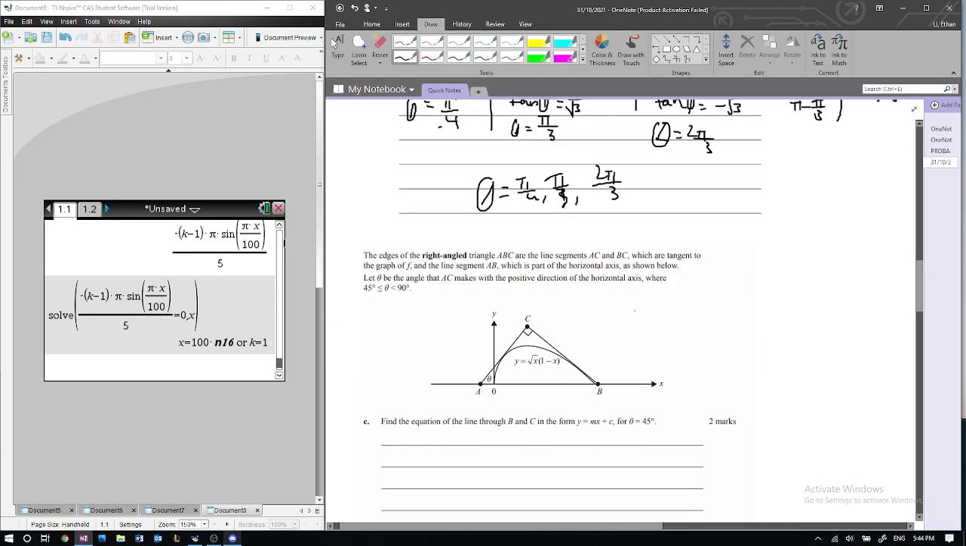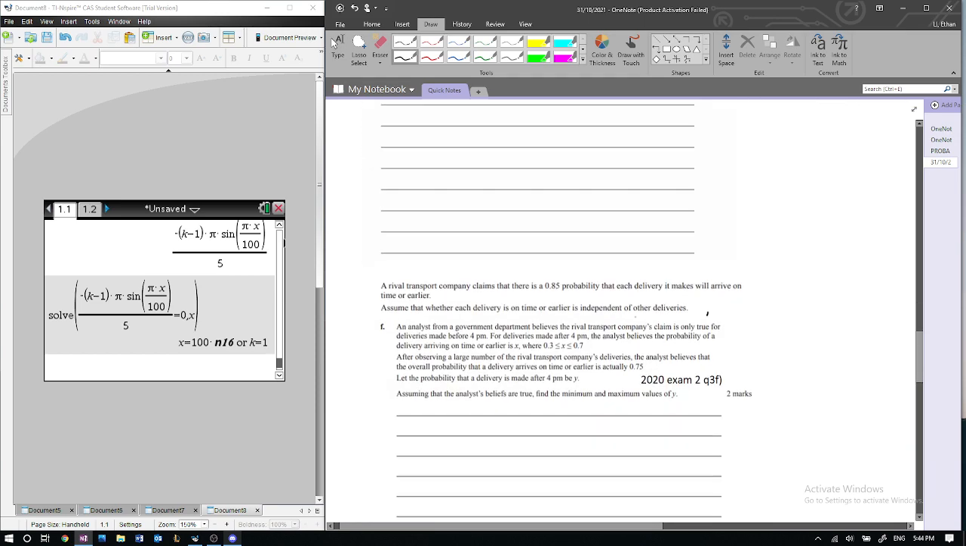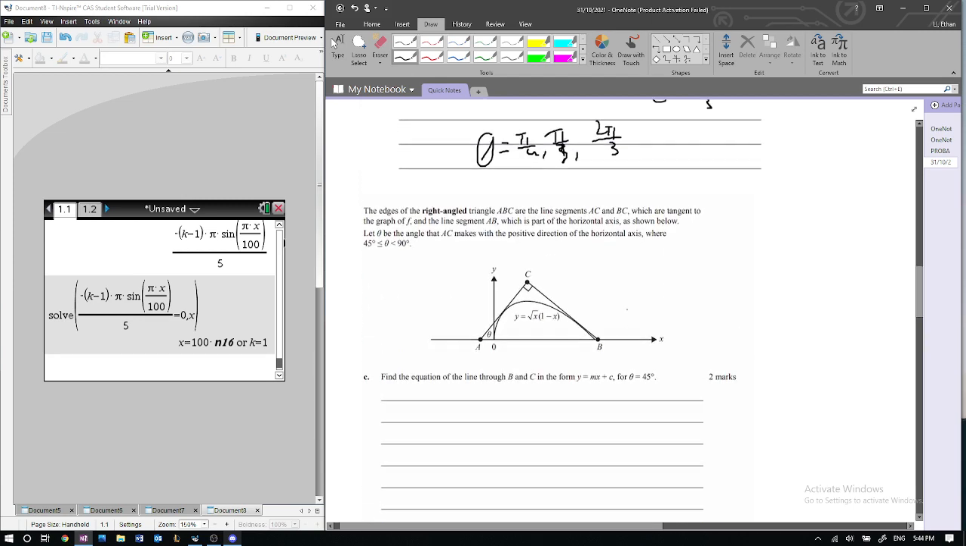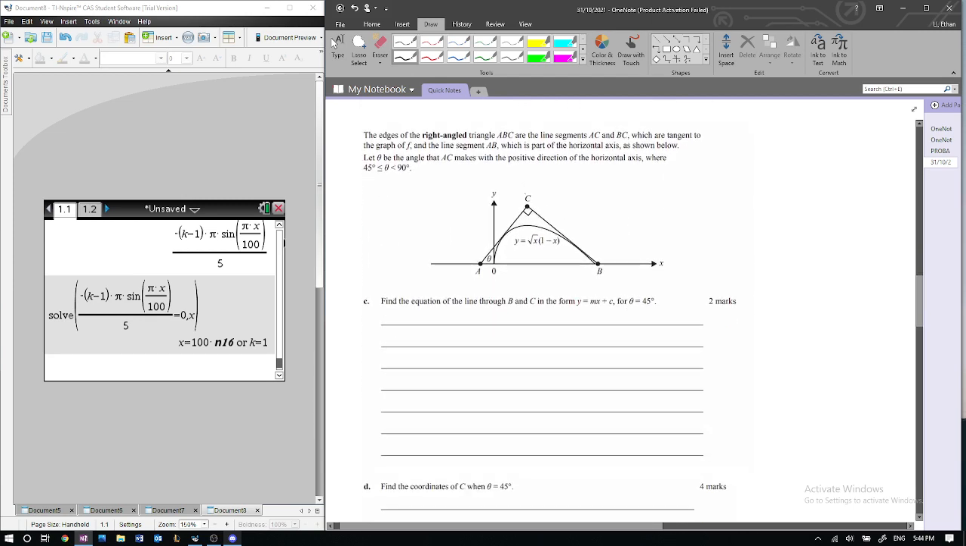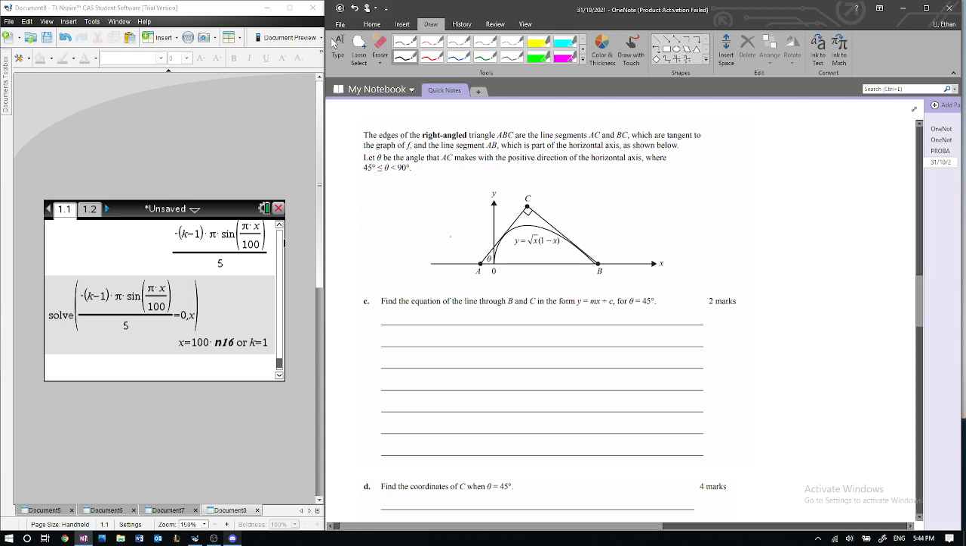Okay, moving on to this question. I think this is a 2017 exam 1. The edges of the right angled triangle ABC are the line segments AC and BC, which are tangent to the graph. So theta is 45, it says. And since we know that the angles in a triangle add up to 180, this is also 45, because above we have a 90-degree angle.